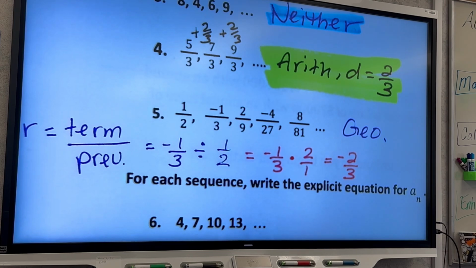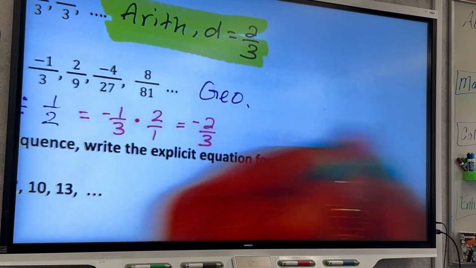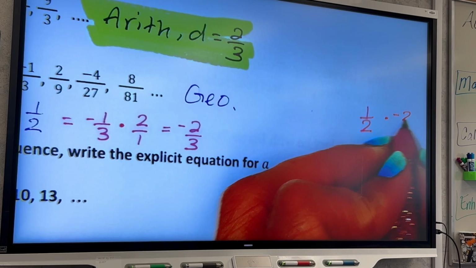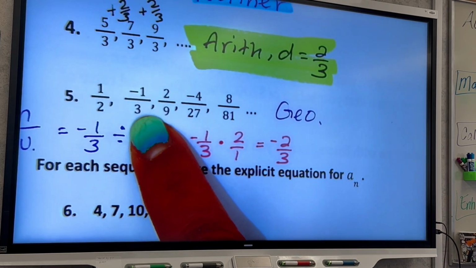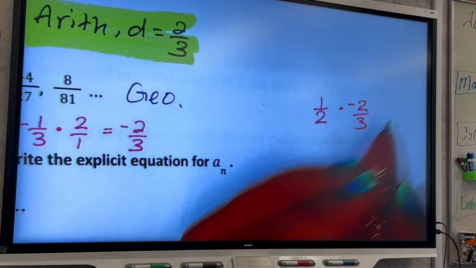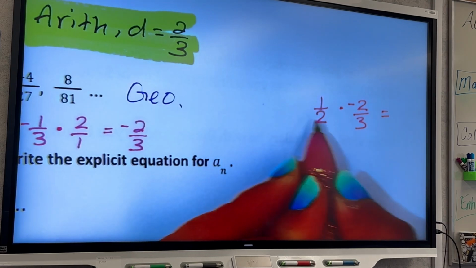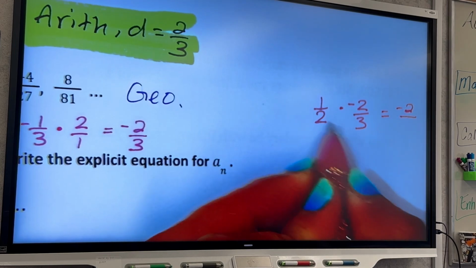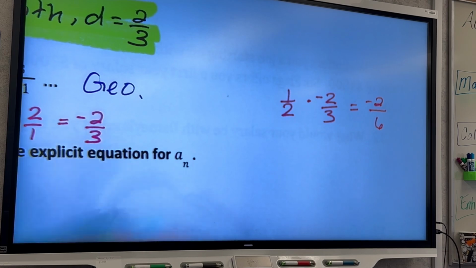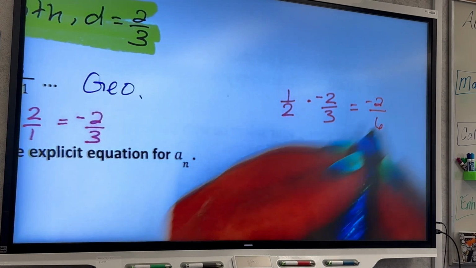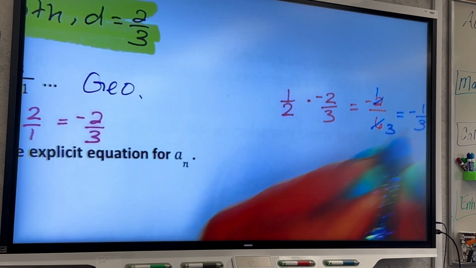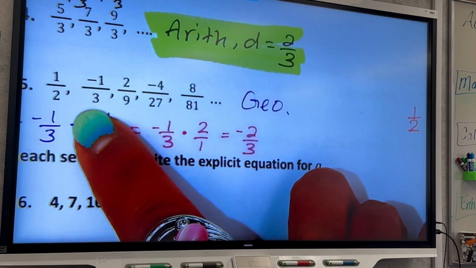Let's test it out. So if I take 1/2 and I multiply by -2/3, it should equal -1/3. Let's see what happens. When you multiply fractions, you multiply straight across the numerator, straight across the denominator. 1 times -2 is -2, but what's 2 times 3? 6. Can we reduce this fraction? Yeah, we can divide out a 2. 2 divided by 2 is 1, 6 divided by 2 is 3, and I get -1/3, which is what it's supposed to be.